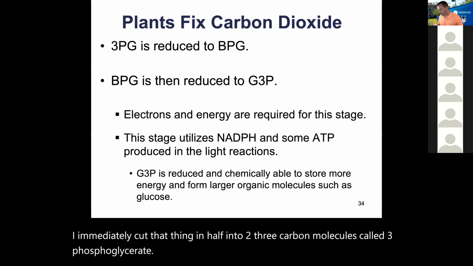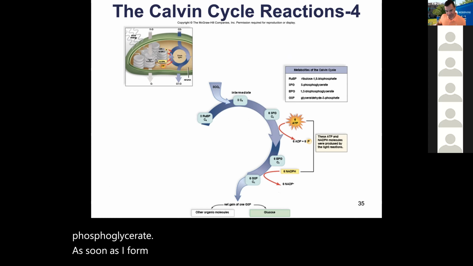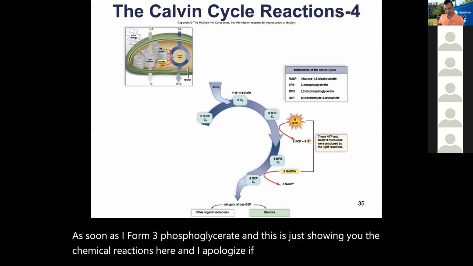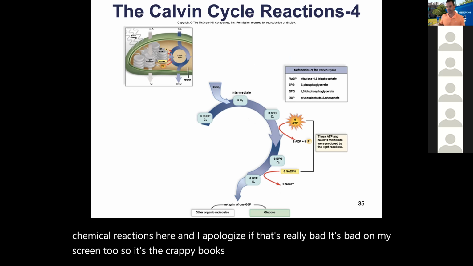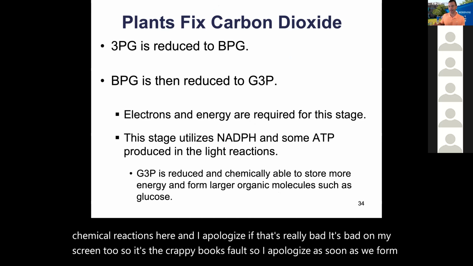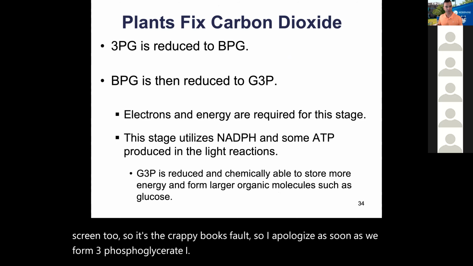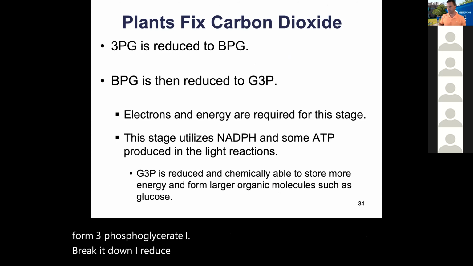As soon as I form 3-phosphoglycerate, and this is just showing you the chemical reactions here, and I apologize if that's really bad. It's bad on my screen too, so it's the crappy book's fault. So I apologize. As soon as we form 3-phosphoglycerate, I break it down, I reduce it to what's called bisphosphoglycerate, BPG.